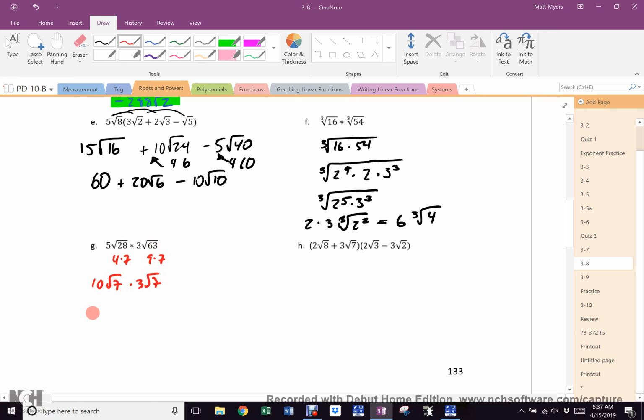What's 10 times 3? What's 7 times 7? Root 49. What is the root of 49? Oh, yeah, because there's 3 out front. Thank you. What's 10 times 9? 90. Root 49? 7. What's 90 times 7?